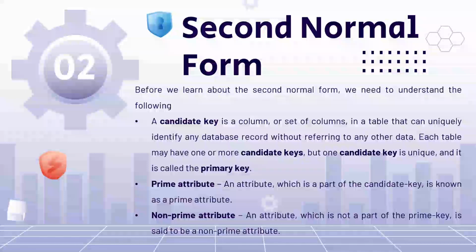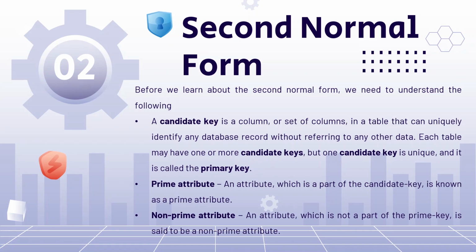Coming to second normal form. Before going to second normal form, we'll brush up certain other concepts, which is what is a candidate key. A candidate key is actually an attribute or a set of attributes where we can uniquely identify the record of a table. So either we can have one attribute as a candidate key, or there can be a set of attributes as a candidate key. From this, any one of the candidate keys will be termed as a primary key.